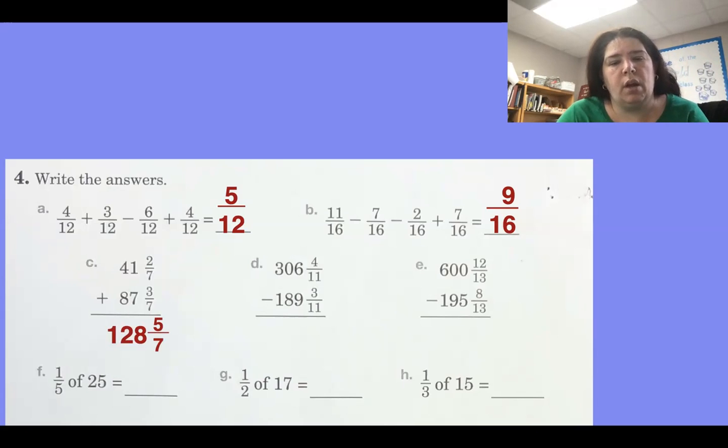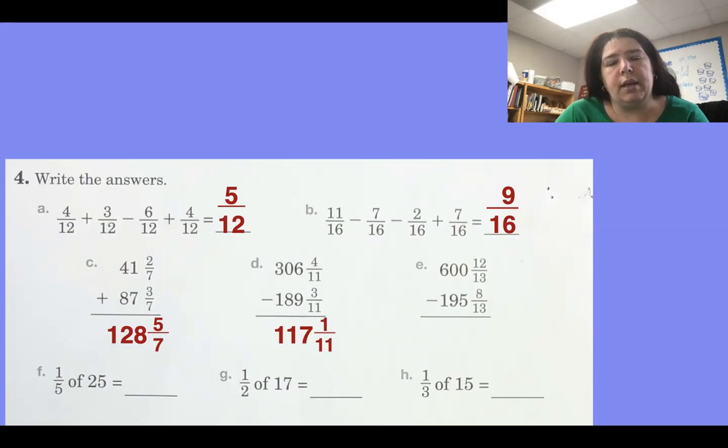I'll give you a moment to figure that out. Remember to borrow. Good. Did you get 117? I hope so. When we borrow, you can't do 6 minus 9, so you borrow from the 0. The 0 doesn't have any, so it borrows from the 3. The 3 turns into a 2, the 0 a 10, and then a 9, and the 6 turns into a 16. So you should get 117 and 1/11.